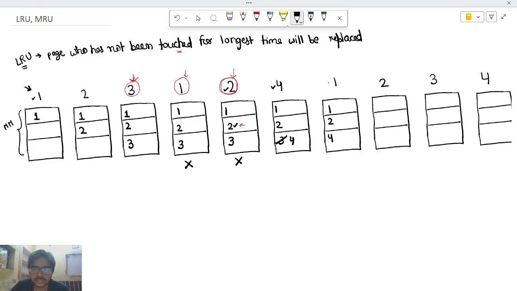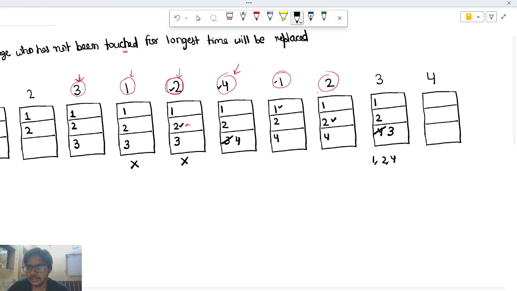Now you can see it requests 1, so 1 is already there. 1 2 4, 2 is already there. 1 2 4, it requests 3, and who are the candidates? 1 2 4. You can see 2 is referenced here, 1 is referenced here, and 4 is referenced here. So 4 is the one which has not been touched for the longest time, so 4 will be replaced here. So now it will be 1 2 and 3.